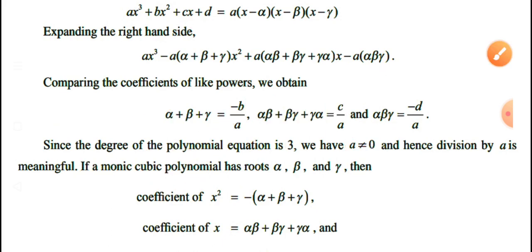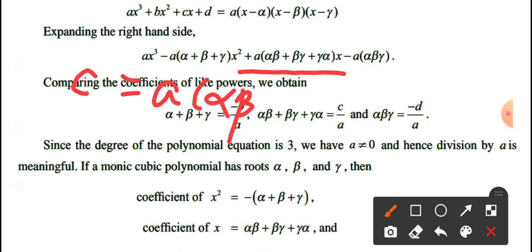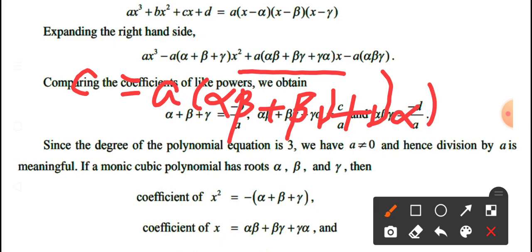Now we are going to compare the x term on both sides. Okay. Now the x term. The left hand side x term is what? C. So C is equal to the right hand side x term, that is, this is the x term. The x term is what? A into alpha beta plus beta gamma plus gamma alpha.